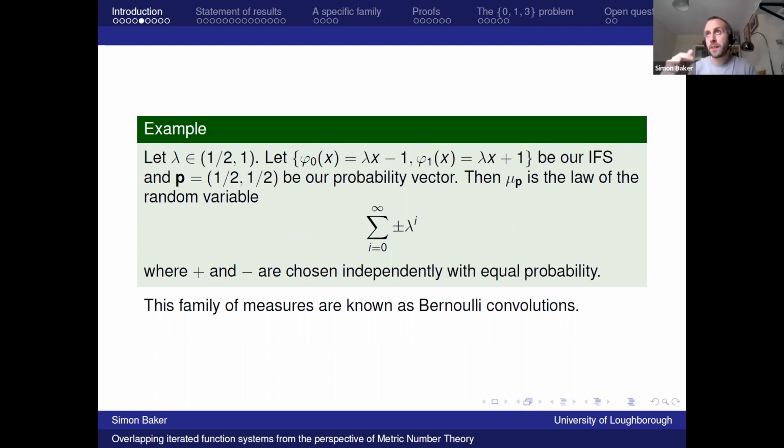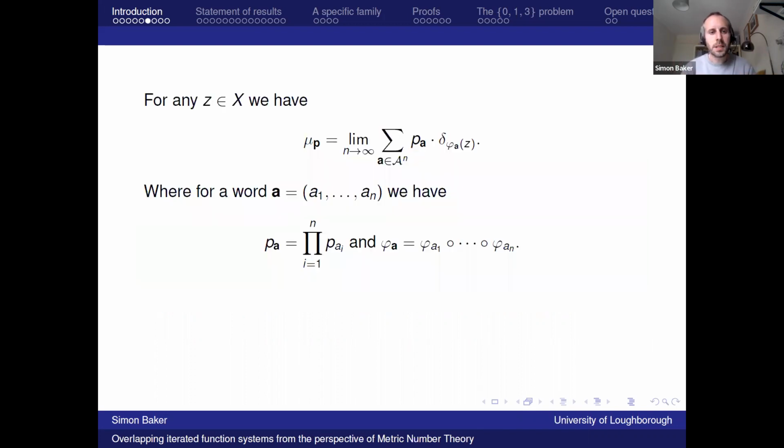And this family of measures are known as Bernoulli convolutions. For this family, often the properties of these measures are wrapped up in the algebraic and number theoretic properties of the lambda. These are very well studied, a very interesting family of measures. But now, so far I haven't said anything about metric number theory or Diophantine approximation. Why does this start to creep in?